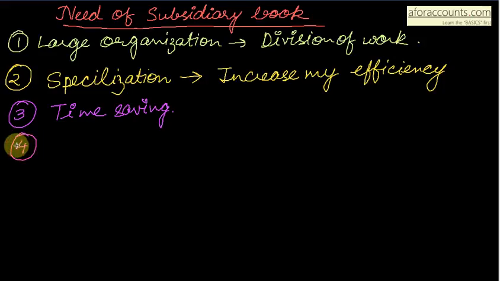Fourth point, information is readily available for each type of transaction. If I need to see purchase related transactions, I will go to the purchase book. If I need to see sales related transactions, I will go to the sales book without searching within all the transactions. So information is readily available if we prepare subsidiary books.